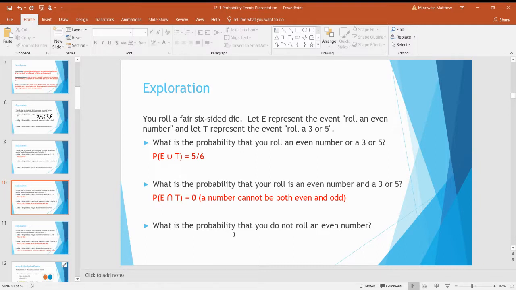And now we've got the probability that you don't roll an even number. So I have to think of all the even numbers, and then I have to think of all the others. And in this case, non-even numbers are called odds. So I'd want a 1, a 3, or a 5. So 3 out of 6. And we're going to use this complement symbol, this little apostrophe-looking symbol, which means not even. And in this case, it means odd. Sometimes we just call it not even.